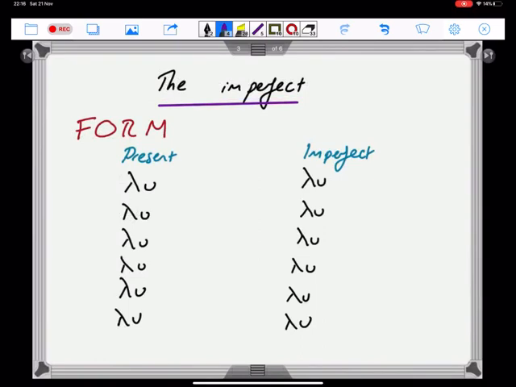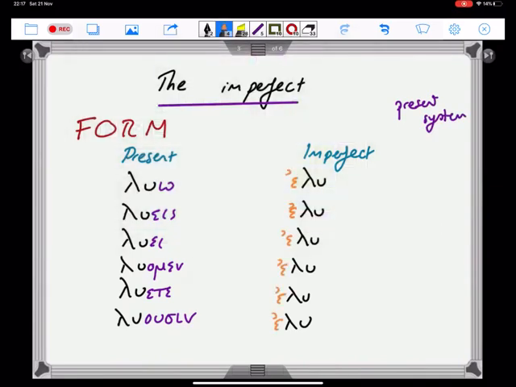So, the imperfect. You know your present endings. Luo, lueis, luei, luomen, luete, luousin. The imperfect is also part of what we call the present system, so the endings don't actually differ that much. First of all, you've got your augment, your past tense augment, and then you've got some endings. On, es, e, omen, ete, on. So the endings aren't that different from the present ones. They're a little bit truncated, but they are recognisable.